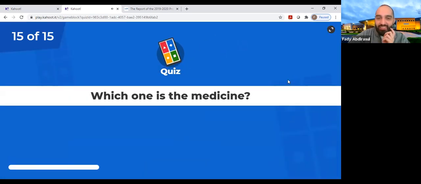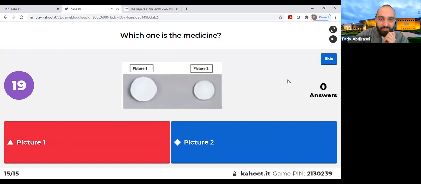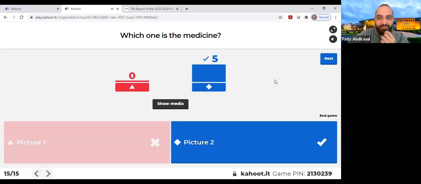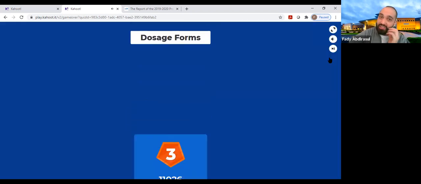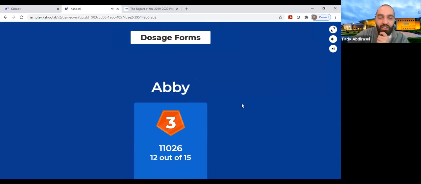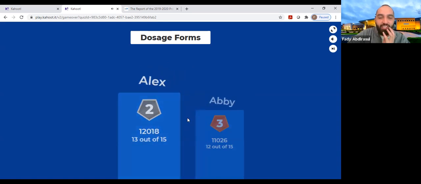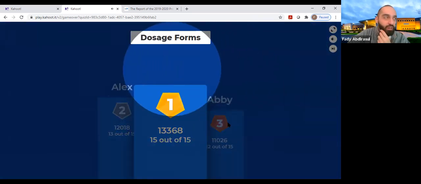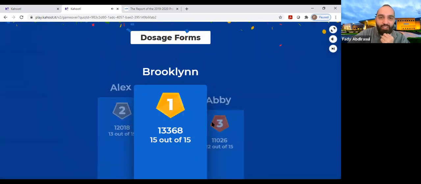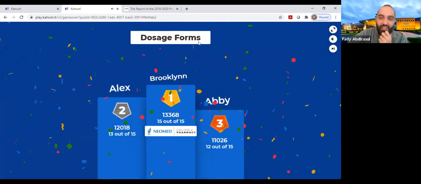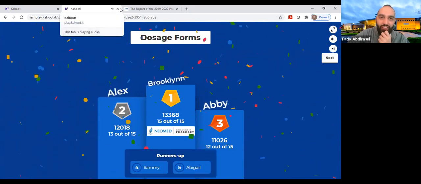All right, last one. Excellent. Wow, you guys are awesome at this. Yep. So that was an aspirin tablet. The other one was an Altoid mint. All right, and so the overall winner, I think we know. Congratulations, Abby, for 3rd place. Congratulations, Alex, for 2nd place. And number 1, Brooklyn. Excellent. I wish I had a prize to give you. I'm sorry, I don't though.